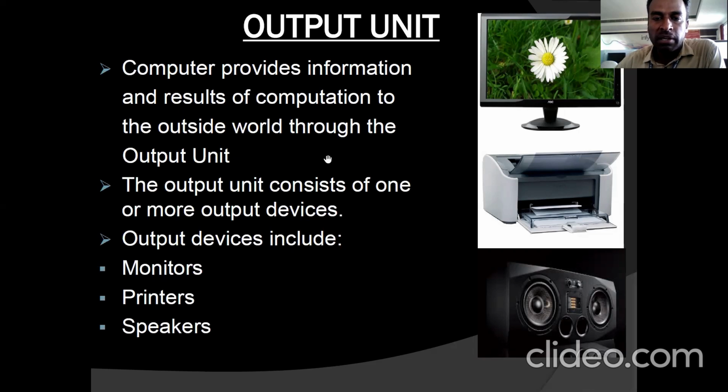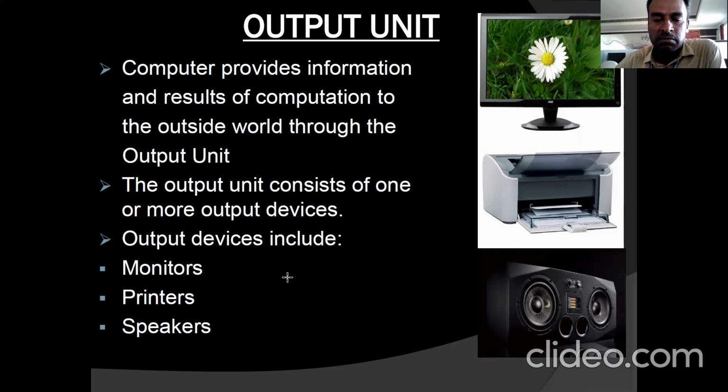For example, we have a monitor. So what is the main use of a monitor? It shows the information. What we type on the keyboard should be displayed on the monitor. So that's why it is called an output device. And we also have some more output devices: first, monitor, printers, and speakers.